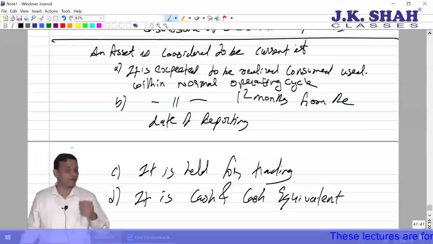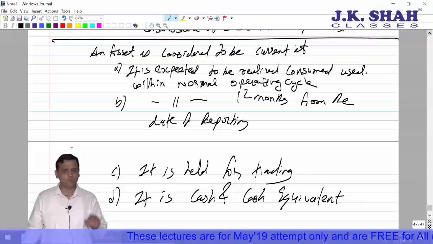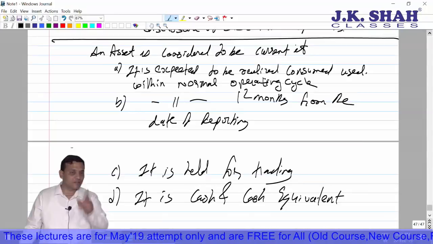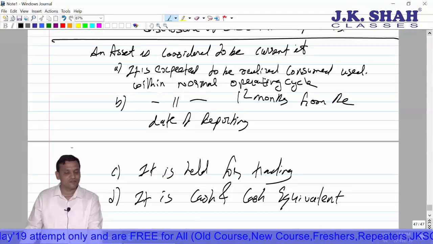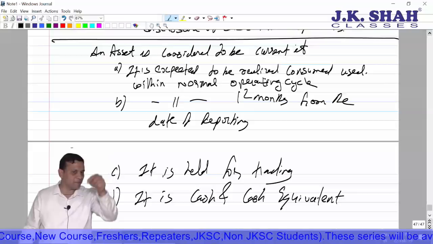Now, due to continuous trouble by labor and all these things, I want to shift the whole production activity to Pune. So the question arises, sir, then what will you do of this Chennai building? I say, I want to sell it off. Now, if I want to sell it off, unless and until it is sold off, can I say it will be shown as PPE? Yes or no? Unless and until it is disposed of, it is PPE.